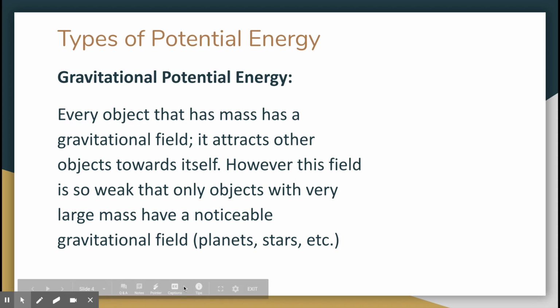Gravitational potential energy is the one that we're going to look at. It seems kind of like we're going to deal with gravity. But every object that has a mass has a gravitational field, and it attracts other objects towards itself. But the field that we're talking about is so weak that you only notice it with really large masses. So that's why planets have a gravitational pull towards the sun, because the masses are so large. And you talk about this more as you go up into your physics concepts.